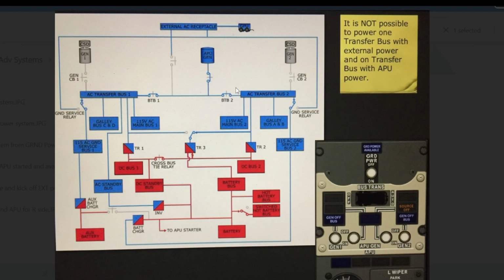You could theoretically have AC transfer bus 2 receiving no power, which is why there's a cover over this switch, because that would be very dangerous. But that is why you cannot have external power or ground power powering one transfer bus and the APU powering another. Hope that helped.